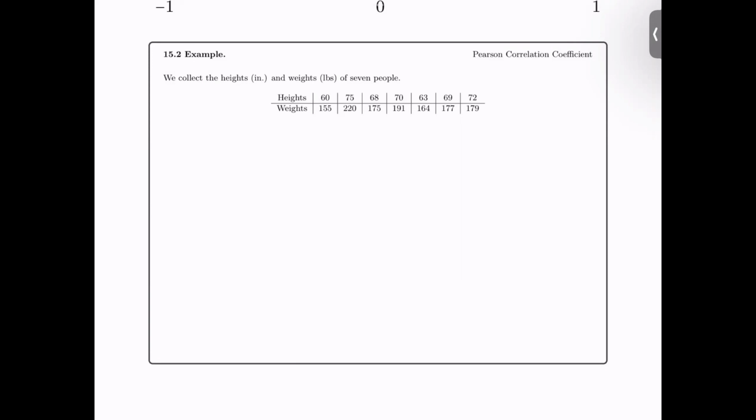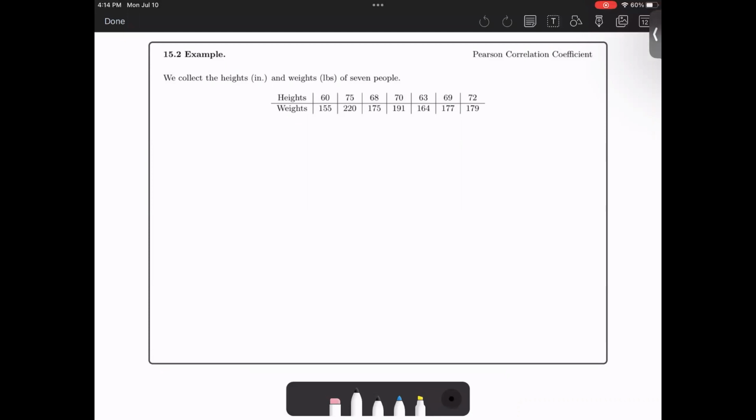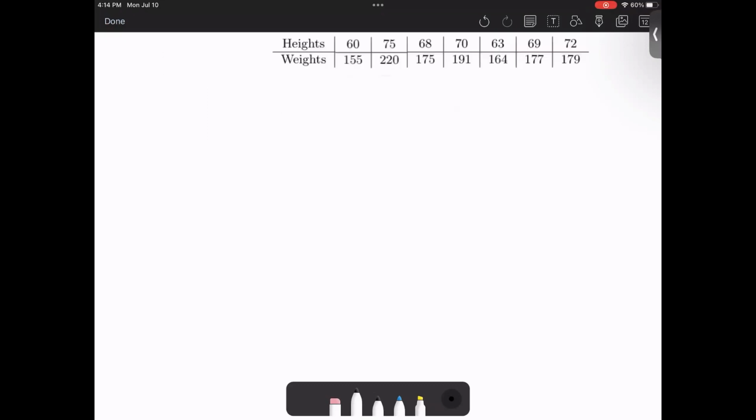We collect the heights measured in inches and weights measured in pounds of 7 people. So we have 7 pairs of data here. It's important. The 60 goes with the 155 and the 75 goes with the 220. All right. Because it's all paired data, we can plot the paired data as points on the xy plane.